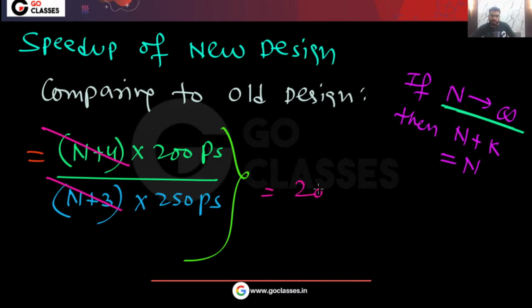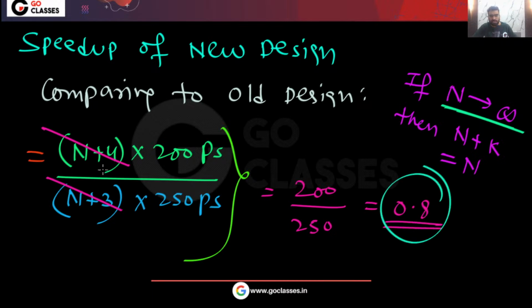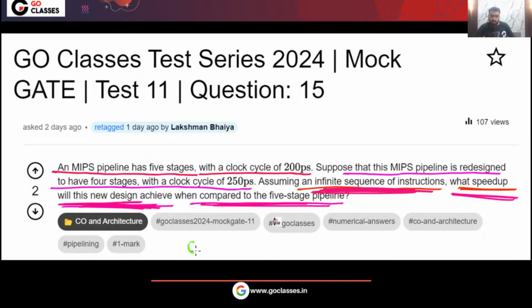So you will finally get 200 divided by 250. And if you calculate this, this will be 0.8. This will be the speed up of new design when you compare it to old design. So the answer will be 0.8. For this question, the answer is going to be 0.8. Is this clear?